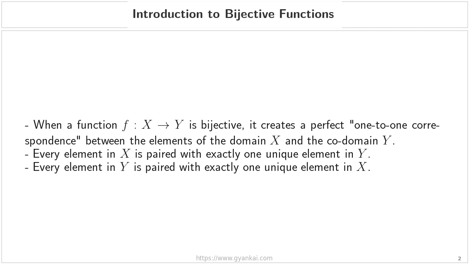At the same time, the reverse is also true. Every element in the codomain y is paired with exactly one unique element in the domain x. This means there are no leftover elements in set y. Every single one of them has a partner in set x. In essence, bijectivity is the gold standard of mappings because it is a complete and unique pairing in both directions. In the next slide, we will examine the strict mathematical conditions you need to satisfy to prove that a function is indeed bijective.